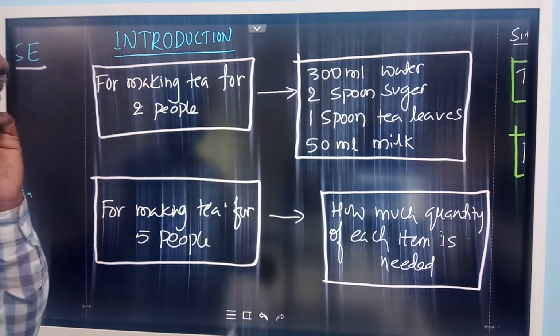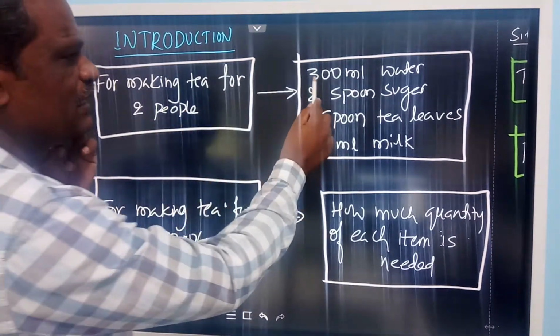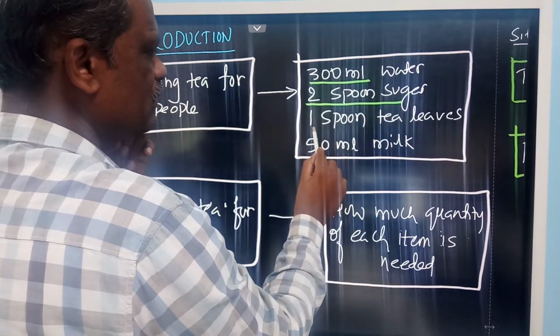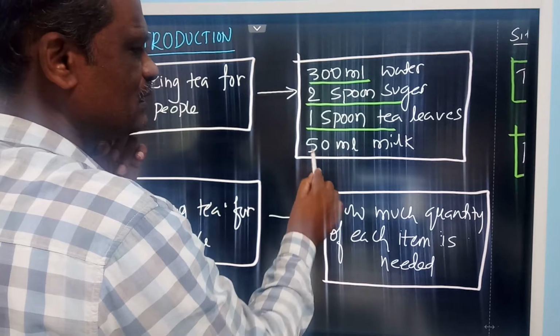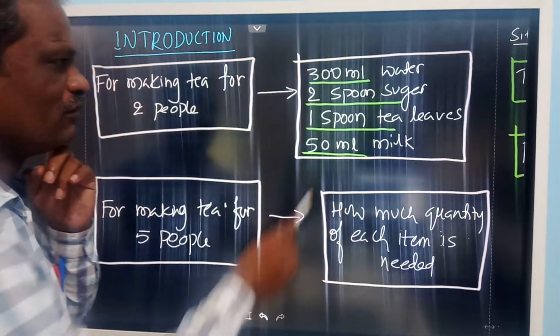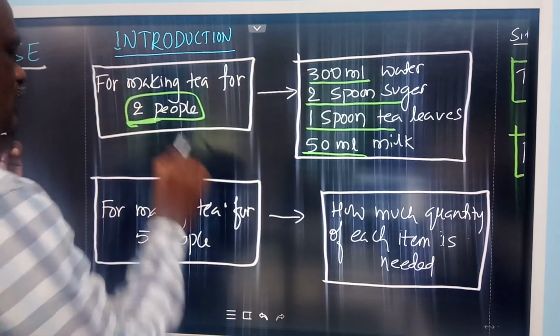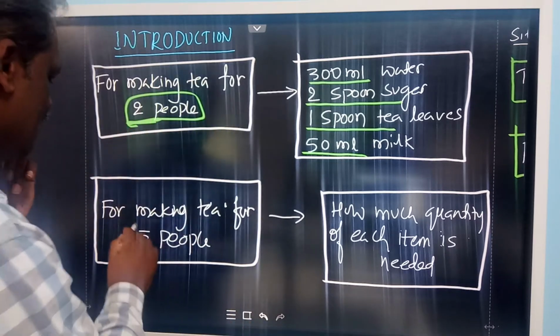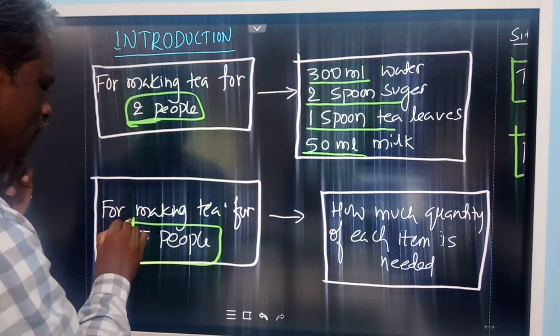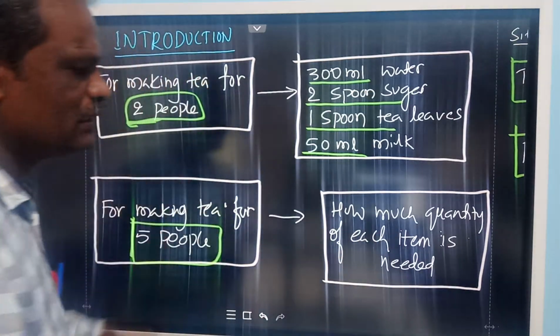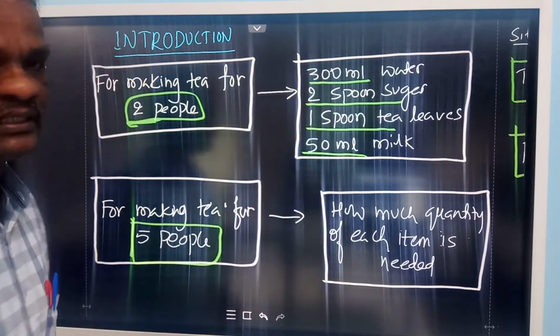For making tea for two people, we need 300 ml of water, 2 spoons of sugar, 1 spoon of tea leaves, and 50 ml of milk. So if I increase the number of people, if I want to make tea for 5 people, how much quantity of each item is needed? That means we have to increase or decrease.